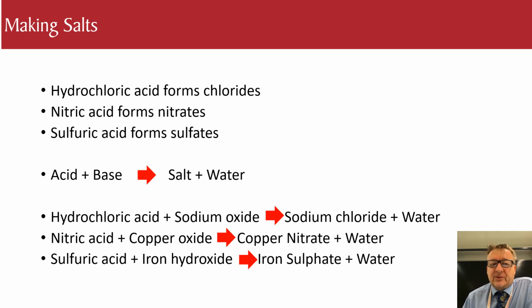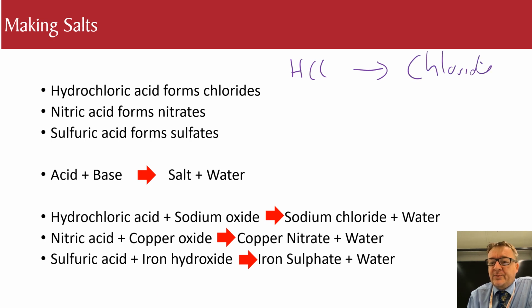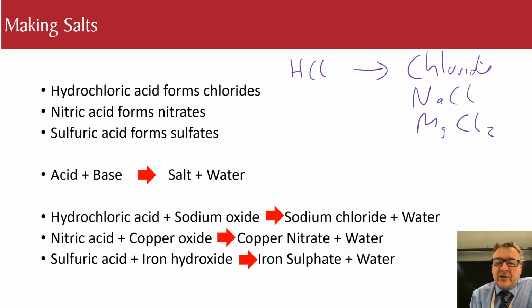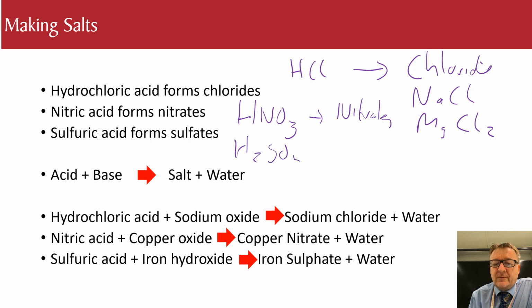These are then some examples. We've got hydrochloric acid, and when it reacts, it makes chlorides, so it could be sodium chloride or magnesium chloride. We've got nitric acid, which is HNO3, and when that reacts, it forms nitrates. Sulfuric acid, H2SO4, makes sulfates.